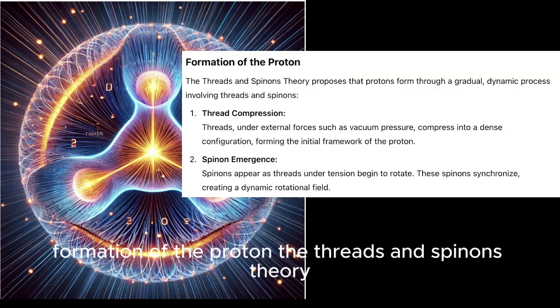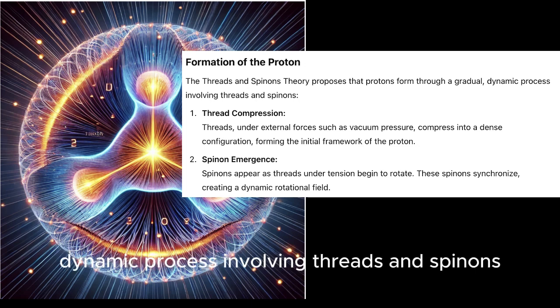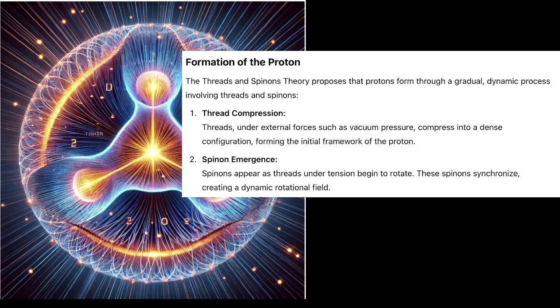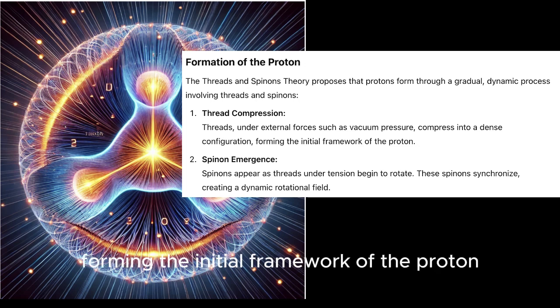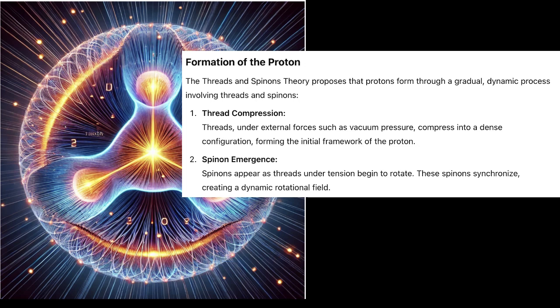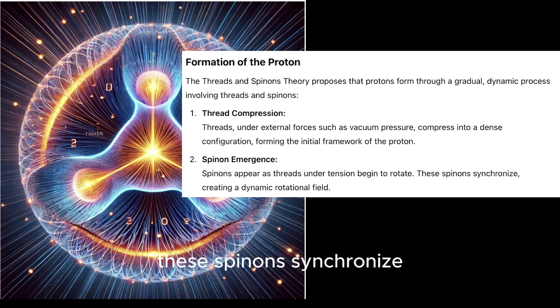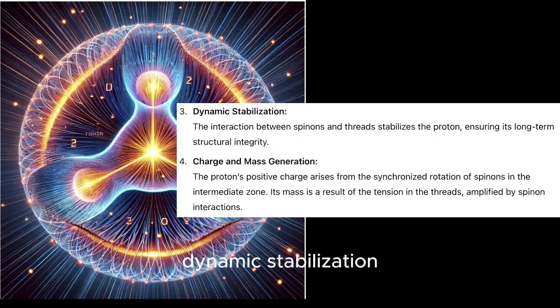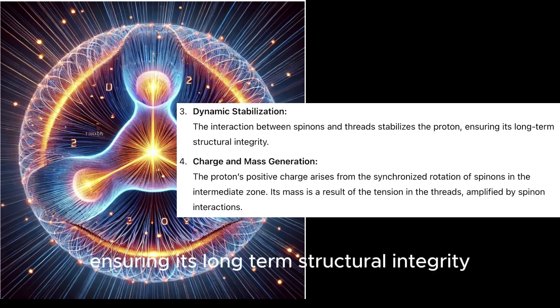Formation of the proton. The Threads and Spinons theory proposes that protons form through a gradual, dynamic process involving threads and spinons. Thread compression. Threads, under external forces such as vacuum pressure, compress into a dense configuration, forming the initial framework of the proton. Spinon emergence. Spinons appear as threads under tension begin to rotate. These spinons synchronize, creating a dynamic rotational field. Dynamic stabilization. The interaction between spinons and threads stabilizes the proton, ensuring its long-term structural integrity.